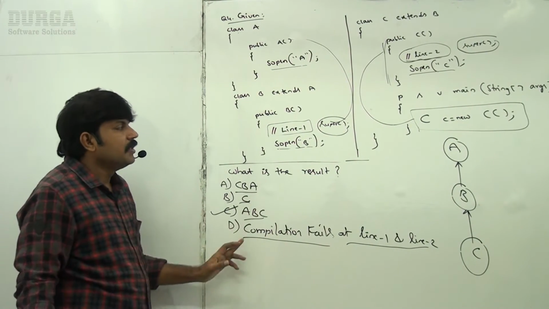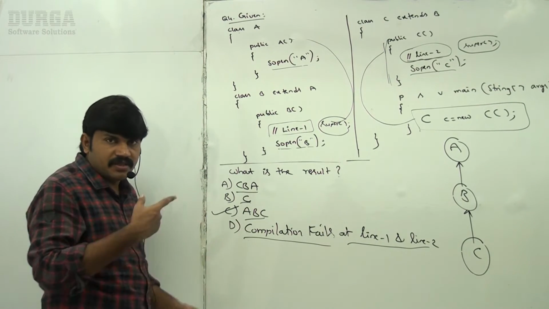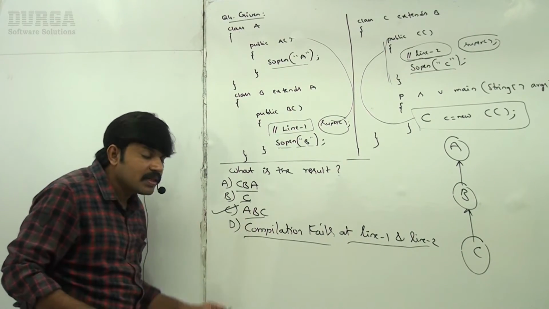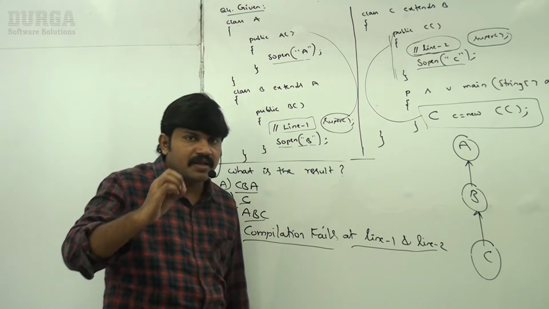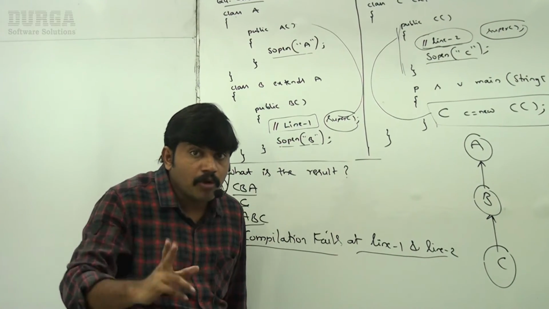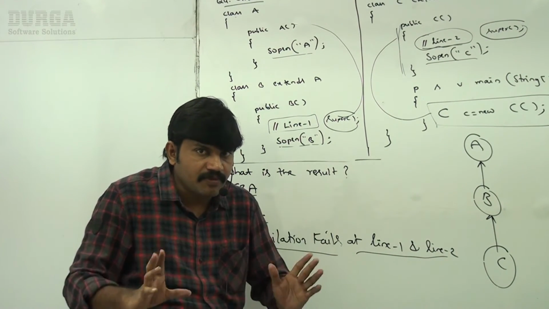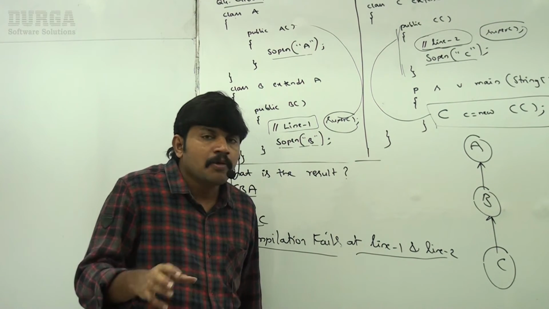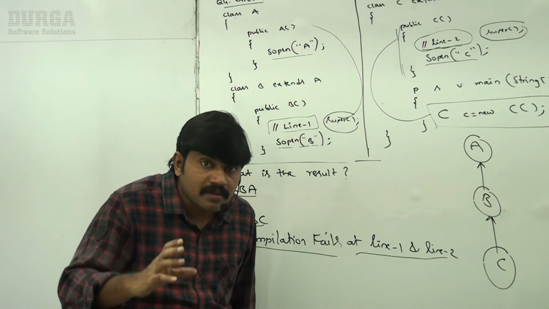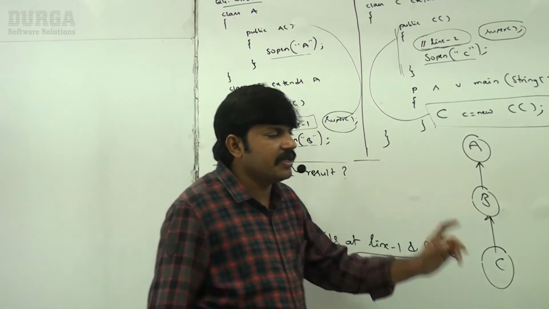A, B, C. Sir, there is no syntactical mistake in this code. If I execute this one, what is the output we are going to get, sir? A, B, C. So whenever we are creating a child class object, both parent class and child class constructors will be executed because of super calls. But first the parent constructor and then the child constructor, right? Sir, let me execute this code.